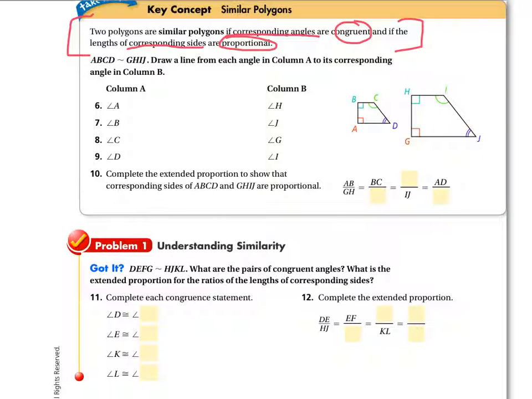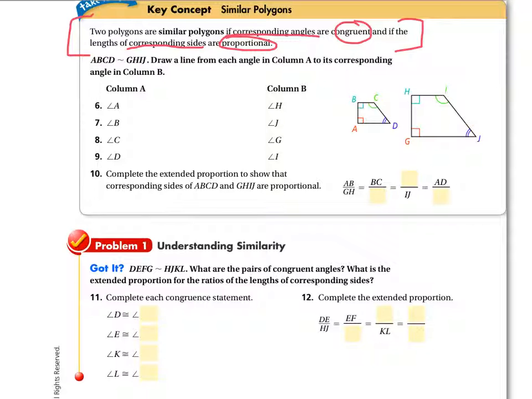So corresponding angles mean angles that are in the same position. They have to be exactly identical. So they have to have the same interior angles, but the ratio of their corresponding sides are proportional, meaning, and that's what Tatum and I were just discussing, if the ratio of the sides are 2-to-3, then all the sides have a ratio of 2-to-3. All the corresponding sides do. So let's look to see what that looks like.